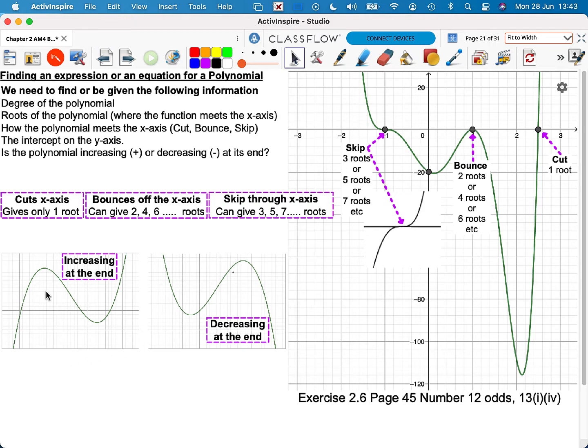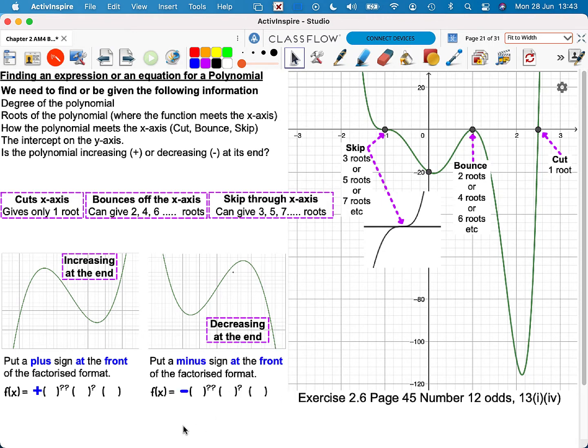Now, we're going to determine whether our function is going to be positive or negative. If at the end our function is increasing, i.e. as x gets larger and larger, y becomes a large positive number, then our polynomial will indeed be a plus. If at the end our function is a decreasing function, i.e. as x gets bigger, y becomes more and more negative, then our polynomial is a minus polynomial.